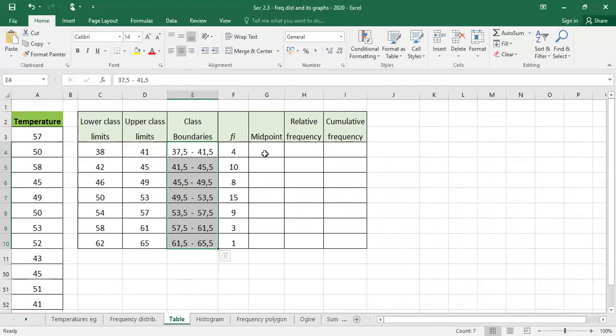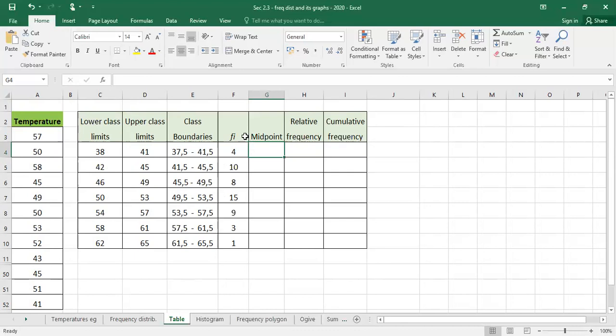So we want midpoints now. Remember with the midpoint, it's exactly that, the middle point of your class. You can take your lower and your upper limits, add them together, and divide by 2. Alternatively, you can take your lower and upper class boundaries, add them together, and divide by 2. Conveniently, I have put these in two separate columns, so I can use the autofill.